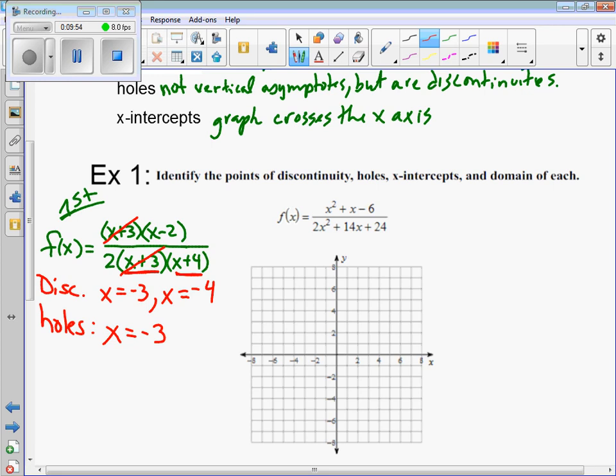And our domain is all real numbers, where the little e means all real numbers. X cannot equal negative 3 and negative 4. I'm not even going to worry about graphing it right now.